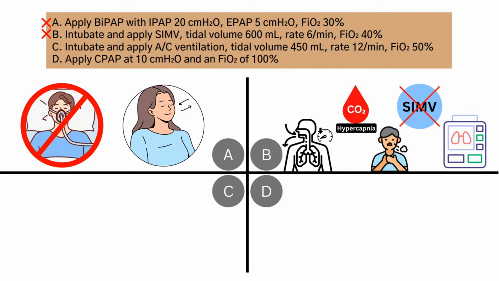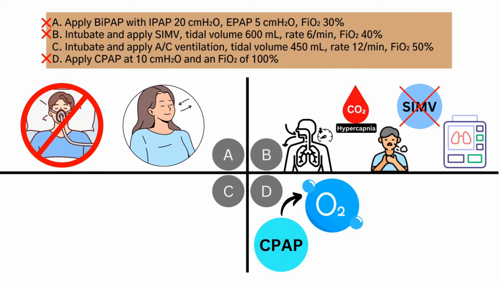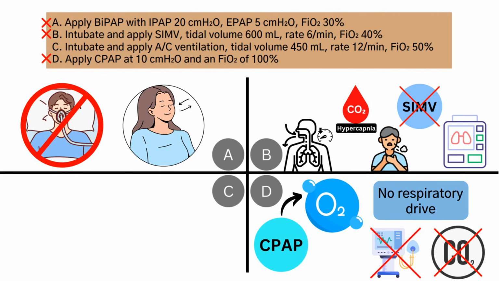CPAP at 10 with an FiO2 of 100% is also the wrong choice, because CPAP only supports oxygenation, not ventilation, and cannot clear CO2 when the patient has no respiratory drive. The best intervention is to intubate and initiate assist control ventilation.